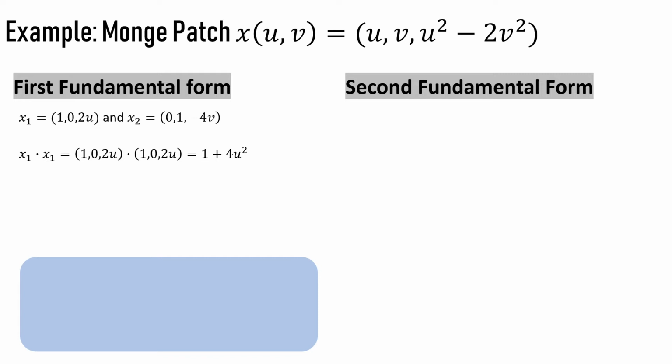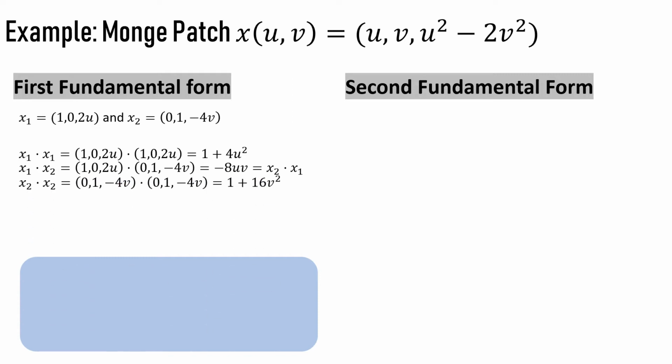After we get x1 and x2, we can directly calculate the dot products. x1 dot x1 is 1 times 1 is 1, 0 times 0 is 0, 2u times 2u is 4u squared, so we have 1 plus 4u squared. x1 dot x2 is the same as x2 dot x1: 1 times 0 is 0, 0 times 1 is 0, 2u times minus 4v is minus 8uv. x2 dot x2 is 0 times 0 is 0, 1 times 1 is 1, minus 4v times minus 4v is 16v squared. So we have 1 plus 16v squared.